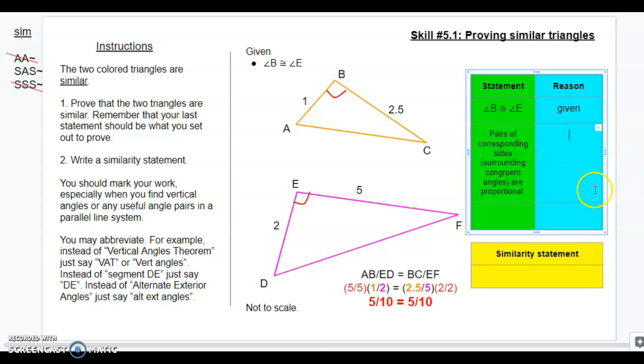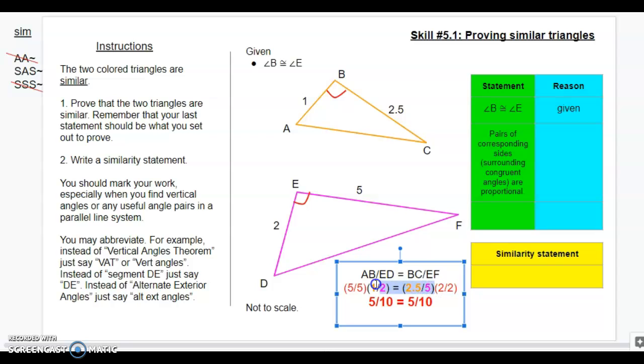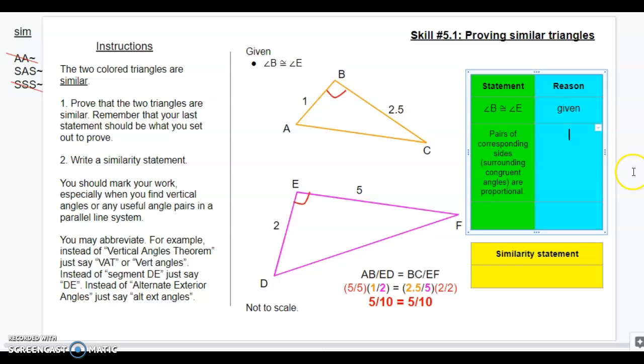All right. How do I know that? Well, I just showed it right here. Just going to copy paste that right here. Maybe I'll shrink that a little bit too, so it fits. And then here we go. What did I prove? I proved that triangle ABC is similar to triangle DEF.